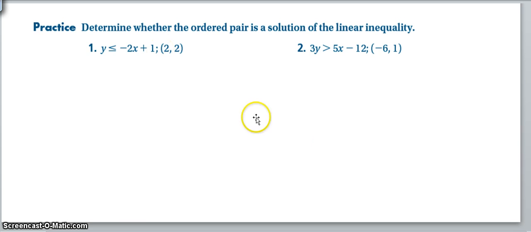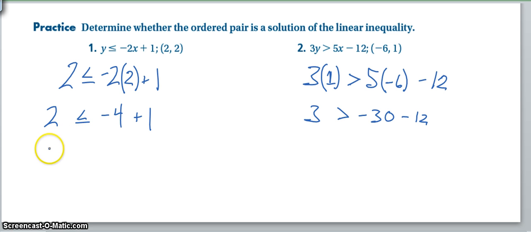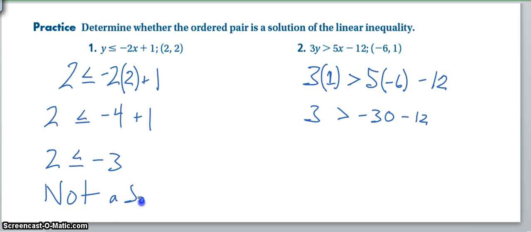So try these really fast. Determine if these points are solutions. Pause the video and do this on your own. So don't come back until you've solved both of them. So when I plug in the given points for each of these, I will then have 2 is less than or equal to -3, which is 2 less than or equal to -3. No, so this is not a solution. Then when I come over here, I have 3 greater than -30 minus 12. Well, -30 minus 12 would be -42. So is 3 greater than -42? Yes, so it is in fact a solution point here for number 2.